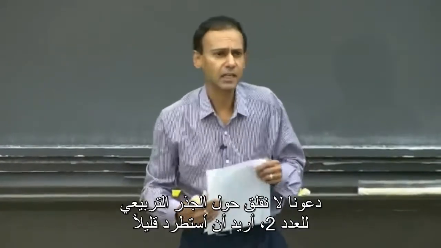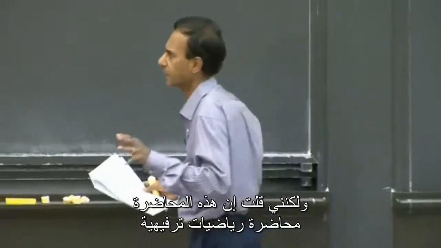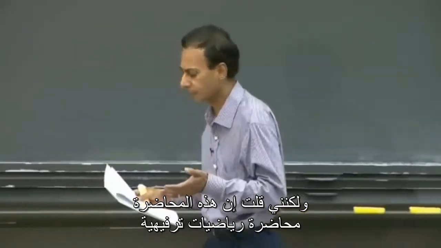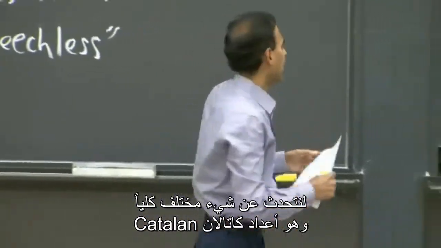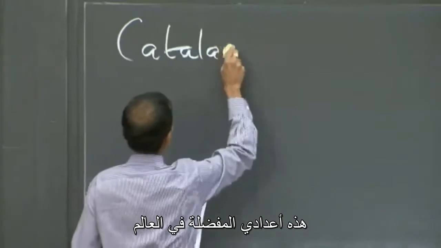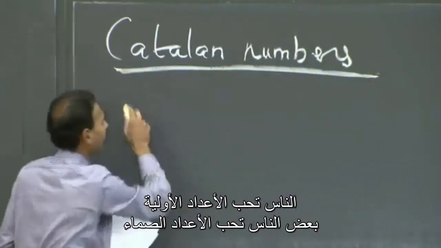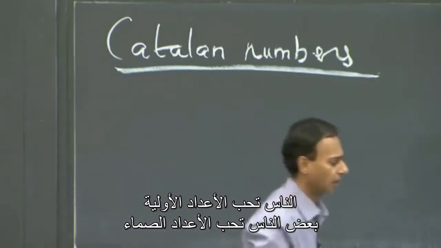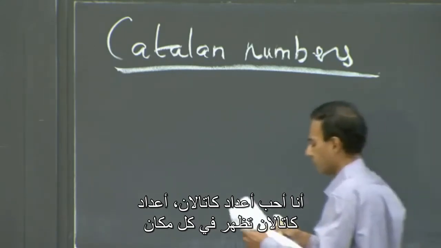So let's not worry about the square root of 2. I want to digress a little bit. I did say this was a bit of a recreational mathematics lecture. And let's talk about something completely different, which are Catalan numbers. So these are really my favorite numbers in the world. And people like primes. Some people like irrationals. I like Catalan numbers. Okay, Catalan numbers show up all over the place.